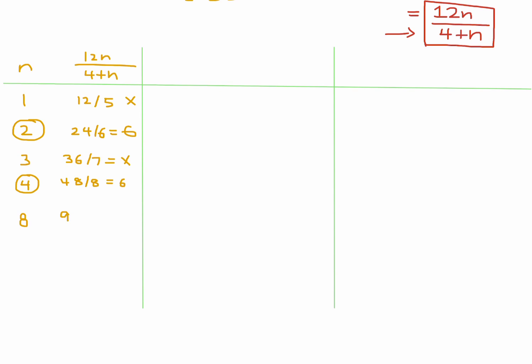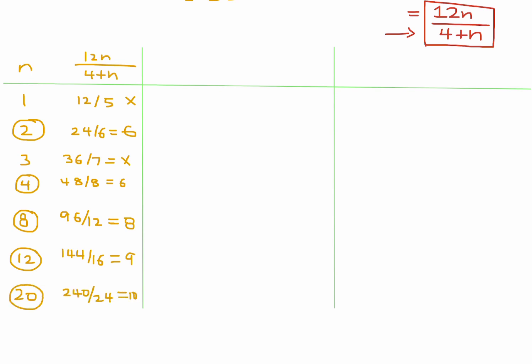8 works. It gives you 96 over 12, which is equal to 8. And therefore, that works in terms of giving you an integer value. The next one that works is 12 for the value of n. It gives you 144 over 16, which is equal to 9. 9 is, of course, an integer. The next one that works after a lot of numbers that don't work is 20. You have to get all the way up to 20. 240 over 24, and that's 10.